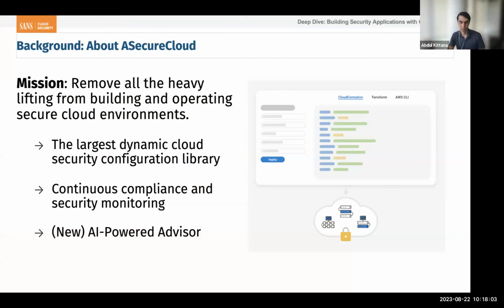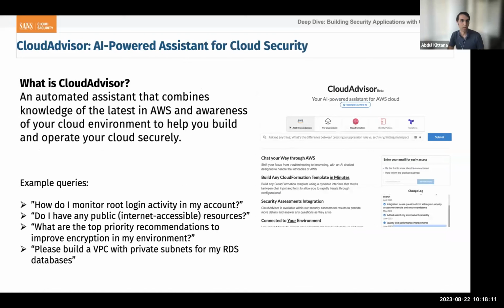However, this year, we started introducing this new AI-powered advisor, and that's what we really want to talk about. Cloud Advisor is basically an assistant that combines the knowledge of the latest in AWS. So it knows officially what's out there in AWS, and it's constantly being updated on that. Plus, it's aware of your own cloud environment. So it's kind of an all-knowing cloud advisor that's tailored to you, aware of your context and what you're building with.